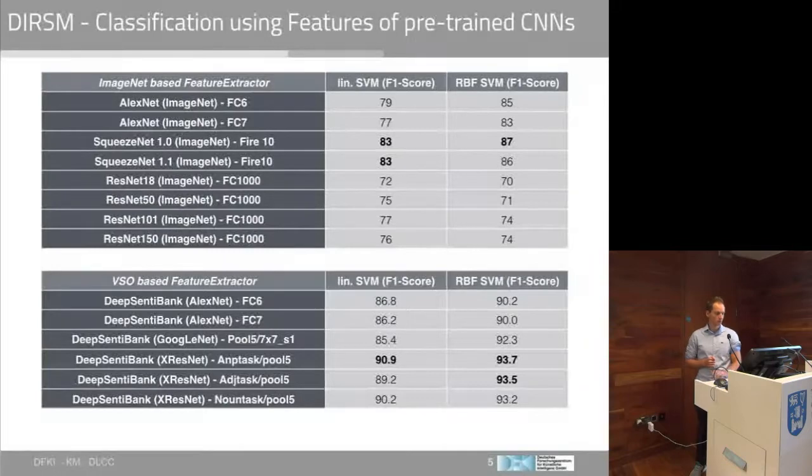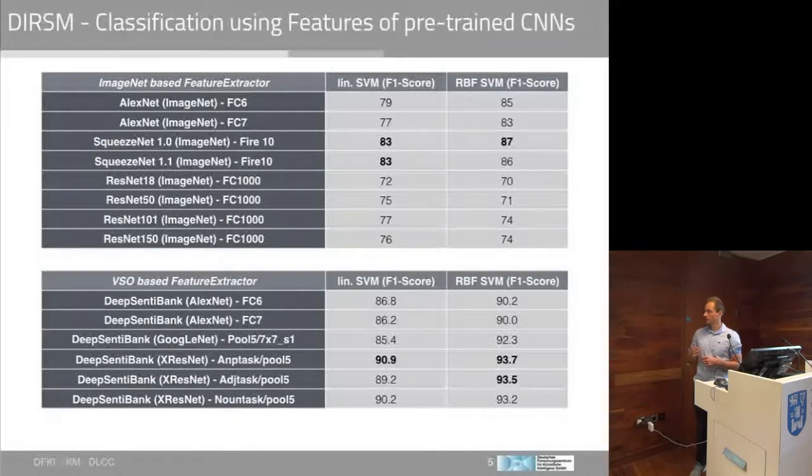What we also did is we tried Deep Sentibank. This is a specific model which focuses on extraction of adjective noun pairs. So it's trained on the visual sentiment ontology, and the difference between ImageNet and this Deep Sentibank model is basically to not just predict objects, but to predict, for example, a cloudy sky, red roads, damaged house. So you have more descriptive information of the image.